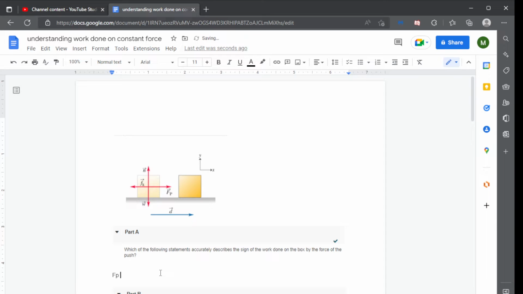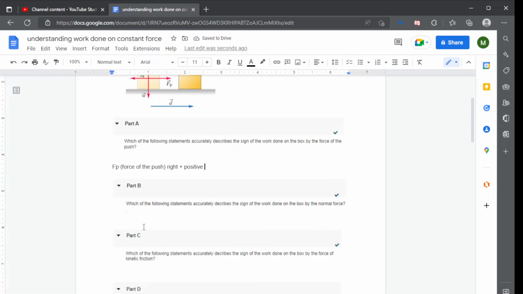Fp, force of the push. In our graph, Fp will be on the right, meaning that it will be positive of the x-axis. Part B, which of the following statements accurately describes the sign of normal force?